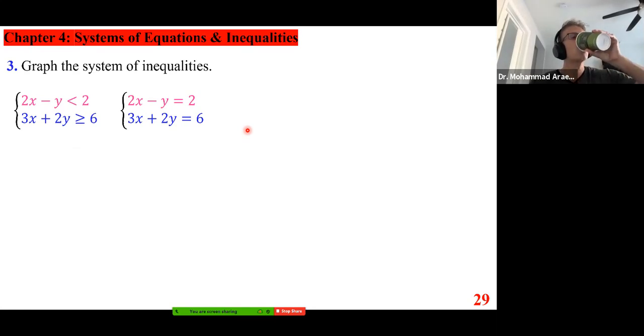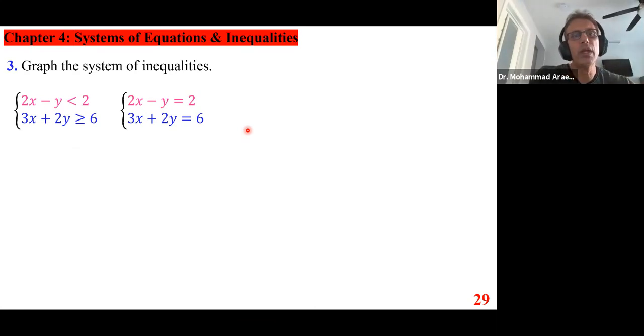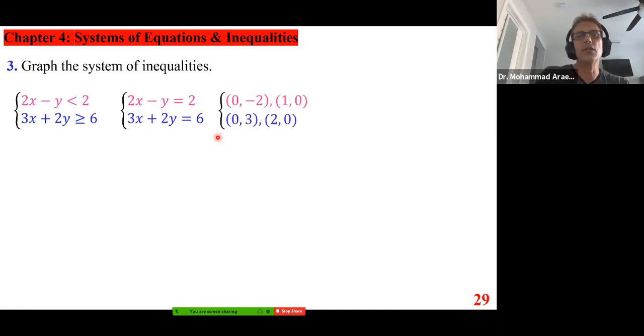If we let x be 0, y becomes negative 2. That's one pair. If we let y be 0, x becomes 1, so 1, 0 for the first one. We do the same thing for the second one, and they result in the following pairs. Therefore, we can graph the first line with those two pairs. This is the y-intercept, this is the x-intercept.